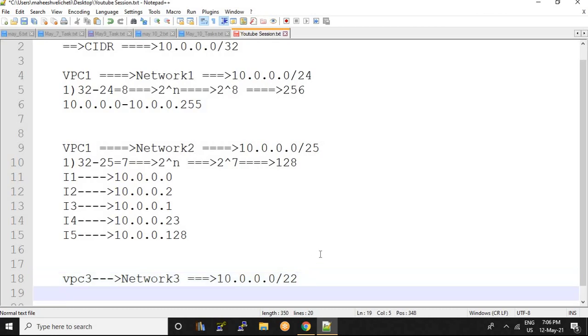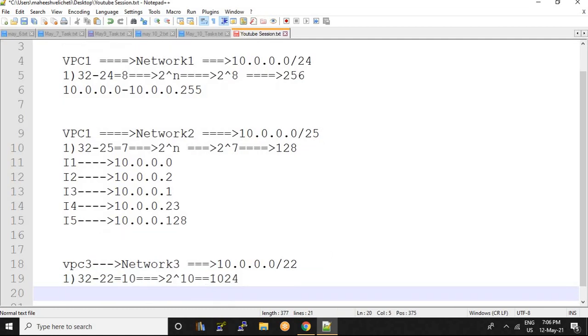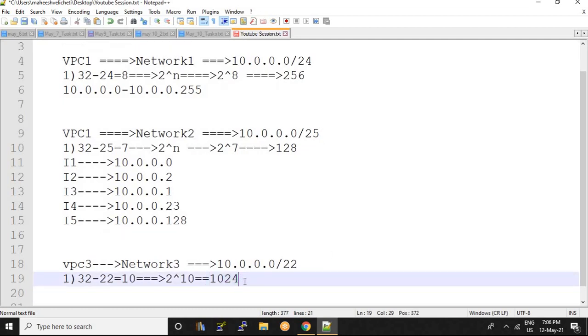And now, we have a formula: 32 bits minus 22. So we will get how many? 10. So 2 to the power of 10, how much? 1024. So we have 1024 IPs reserved for this network.